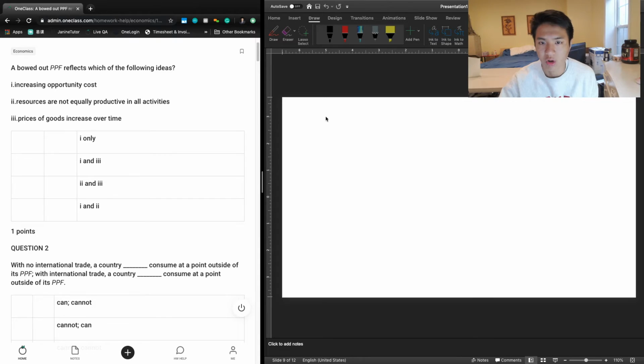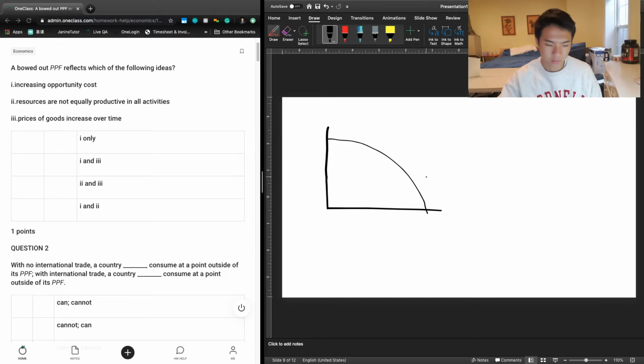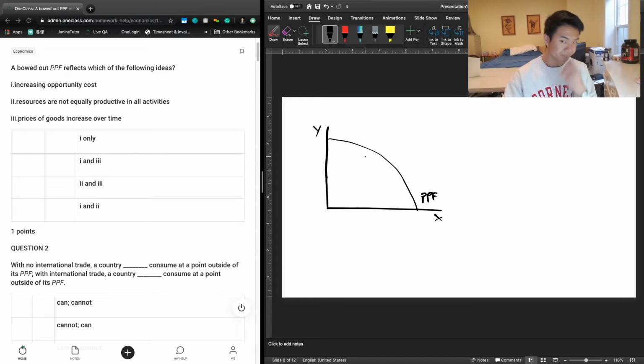So let's draw our conventional production possibilities frontier. Or let's draw a little bit prettier one. We have our PPF, we have good X and good Y, right? Well, PPF is usually a trade-off between two goods. So this was a two-good model. And we have a bowed outward shape. The question is why? And so the answer is going to be, number one, increasing opportunity costs.